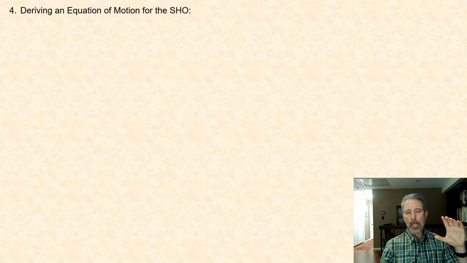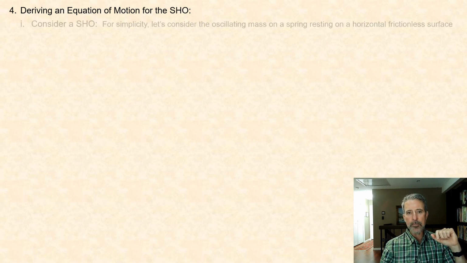Our goal in this slide is to derive an equation of motion for the simple harmonic oscillator. An equation of motion, you recall, is simply an equation that expresses the position of an object as a function of time. And by so doing, that is, if we can get an equation describing the position of an object as a function of time, we can completely describe the motion of the object.